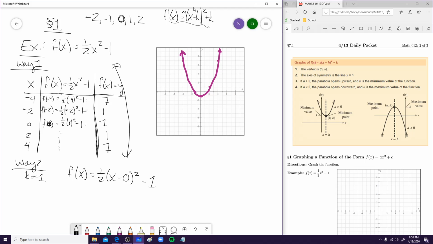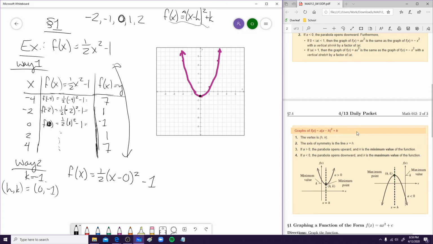So what does that say? So what is my (h, k)? What is my vertex? My vertex is (0, -1), right? And as you can see, looking at this graph that we already graphed, our vertex is at (0, -1).